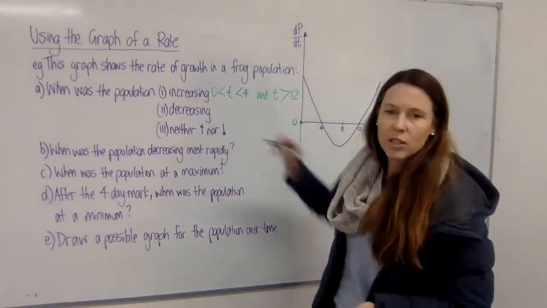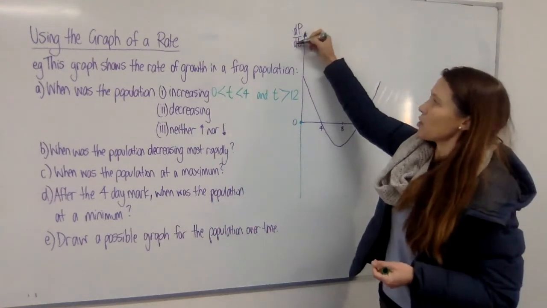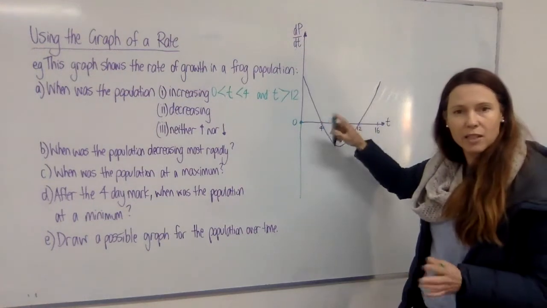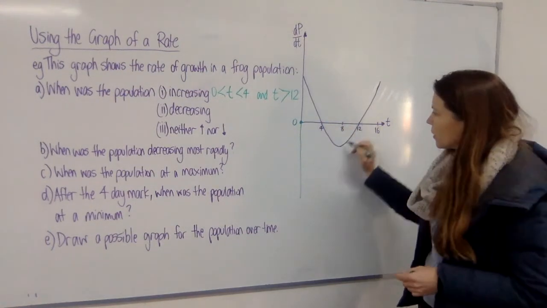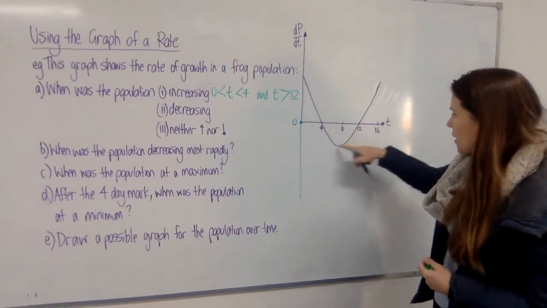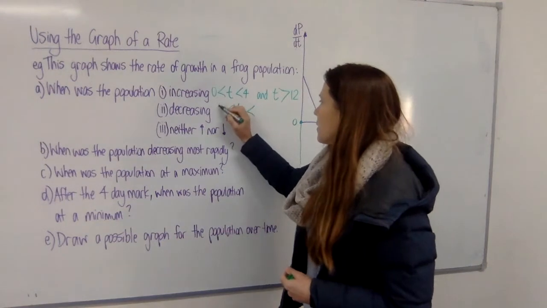When was the population decreasing? Well, for a population to decrease, the change in population with respect to time has to be negative. It's nothing to do with the shape of the gradient of this graph, it's the fact that it's below the t-axis, or the horizontal axis. So that's happening here between day 4 and day 12.